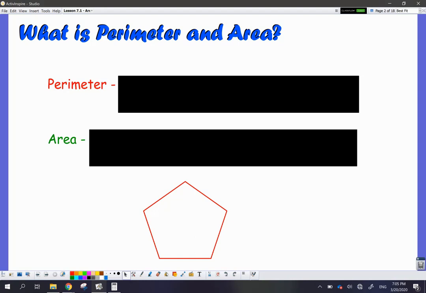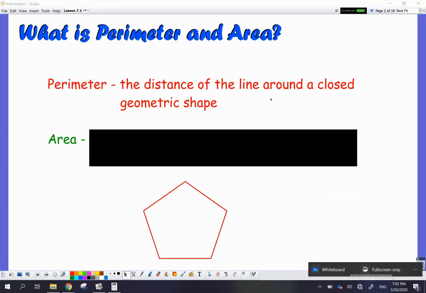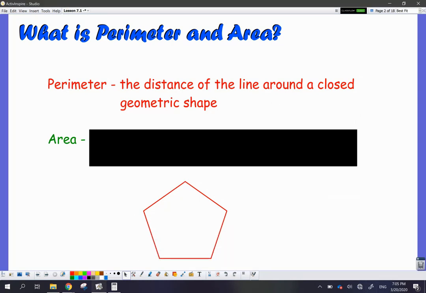What is that? So when we talk about perimeter, we're talking about the distance of the line around a closed geometric shape. So if I look at my pentagon again, all this line right here that goes around that shape, that's my perimeter. So you can imagine the perimeter being something like a fence. If I have this garden in here, I build a fence around it. That's my perimeter. Because remember, closed means that I don't have any gaps, no way in, no way out, just like a fence.